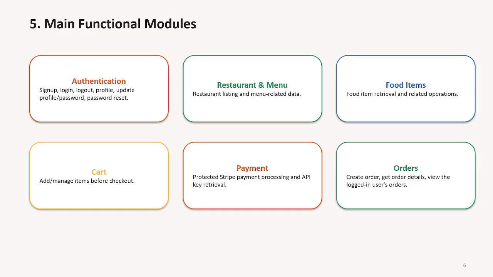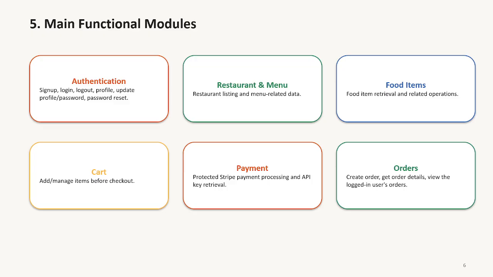Next, main functional modules. This project is divided into 6 major functional modules. Each module performs a specific task. The first module is authentication. This module allows customers to create an account and log in. It also provides profile update, password update, and password reset functionality.